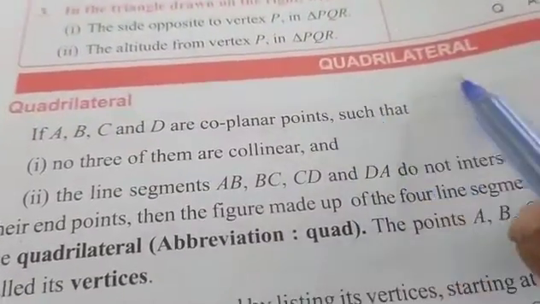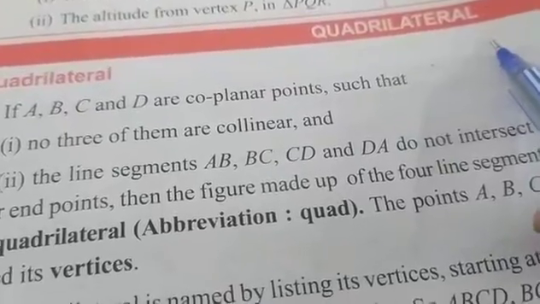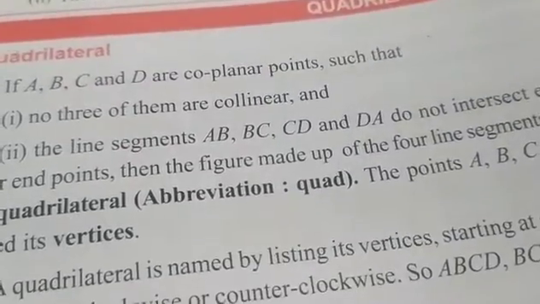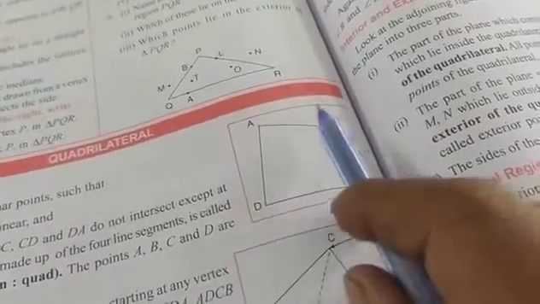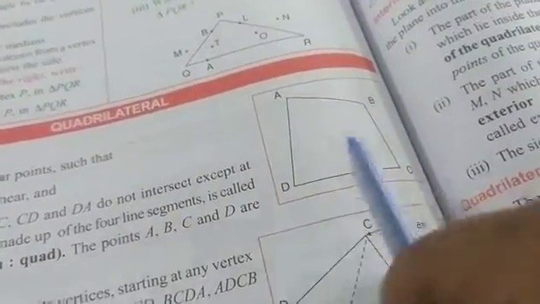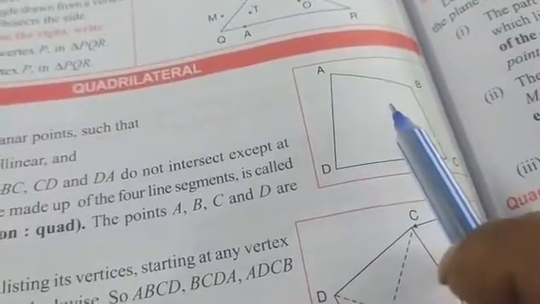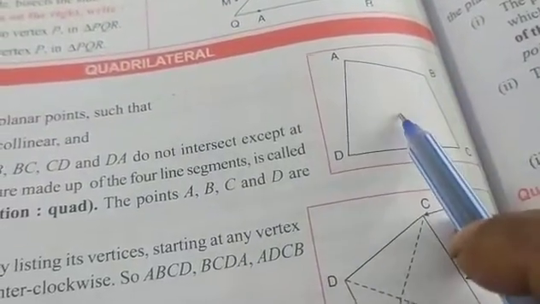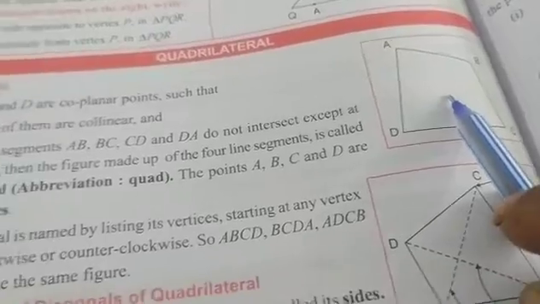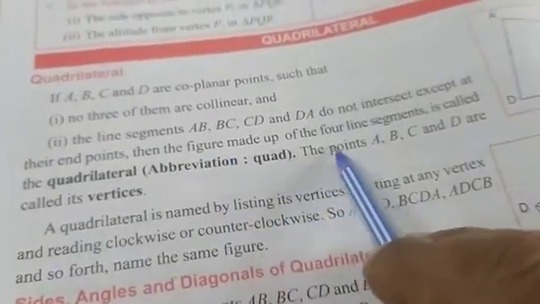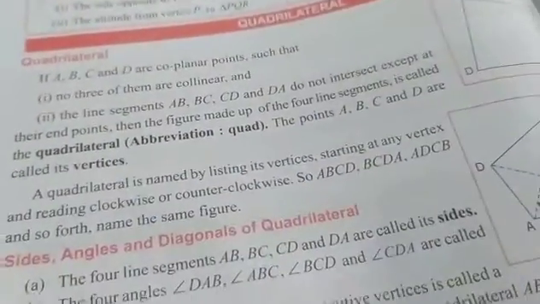Now quadrilaterals. Quadra means 4. It means a 4-sided figure. So this is the figure of a quadrilateral. See, 1, 2, 3, 4. It has 4 sides. It is a closed figure made up of 4 line segments, and that is a quadrilateral. The figure made up of 4 line segments is called a quadrilateral.